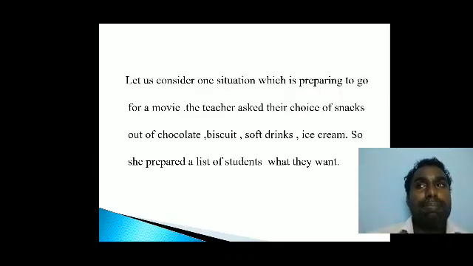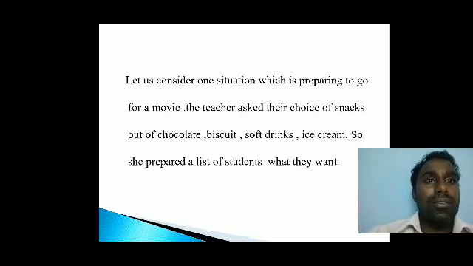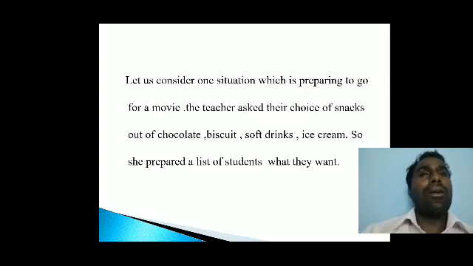So I'm going to give one question. Regarding this question, you have to find some information. For example, just think about one day our school arranged for a movie. Any one movie, whichever one you like, Avengers or whatever it is. So our school arranged to go to one movie.